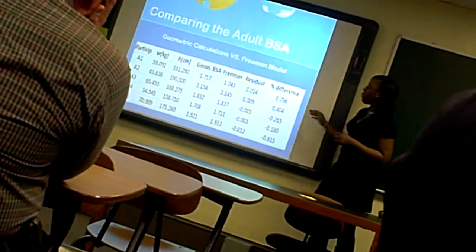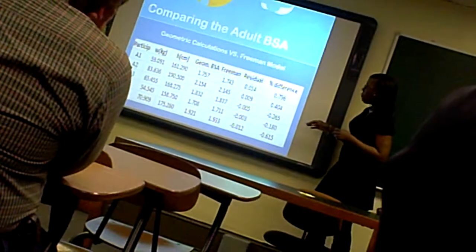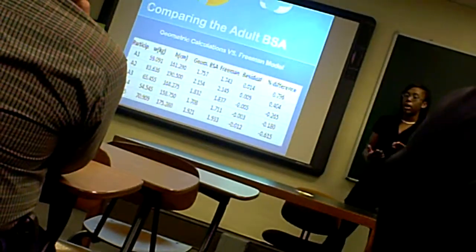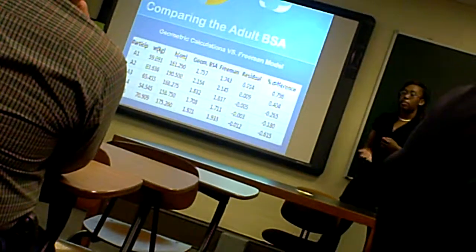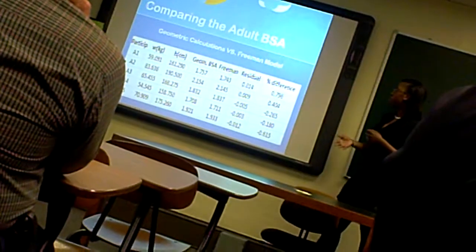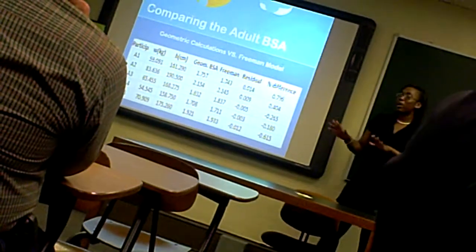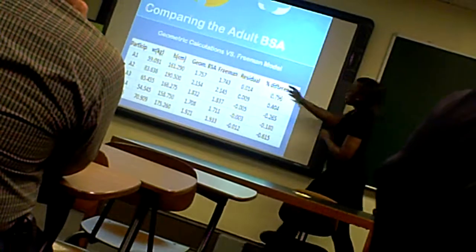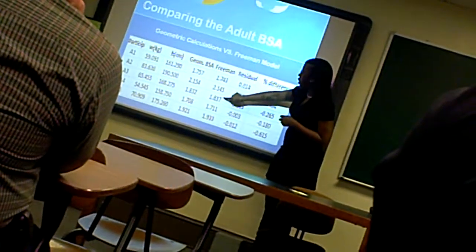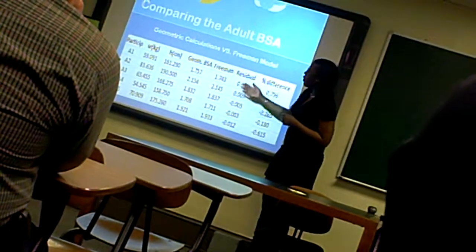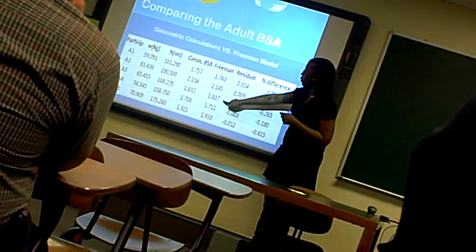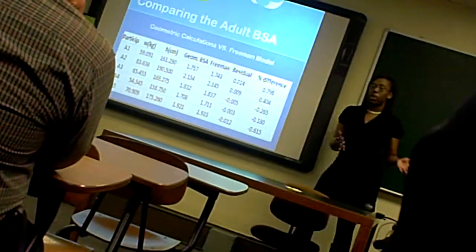I also compared my data. In here, I only had a percent difference of plus or minus 1, meaning that I only under and overestimated body surface area by less than plus or minus 1%. So as you can see here, one of the adults I measured had a body surface area of 1.832, and then when I used my Freeman model, only on weight and height, they also had a body surface area of 1.837. So those numbers are very close.